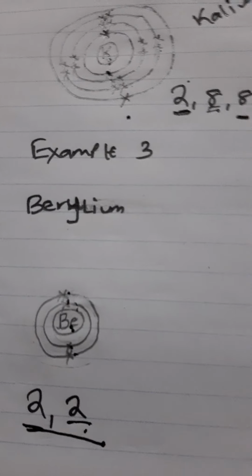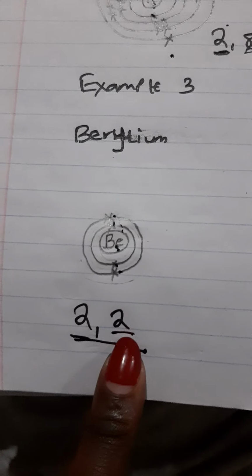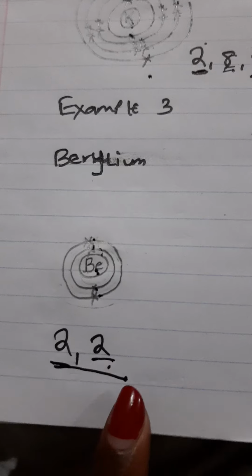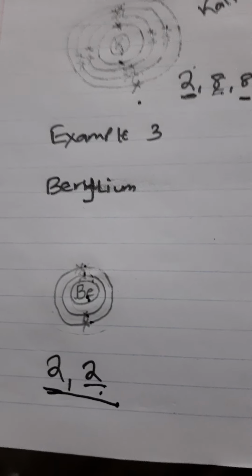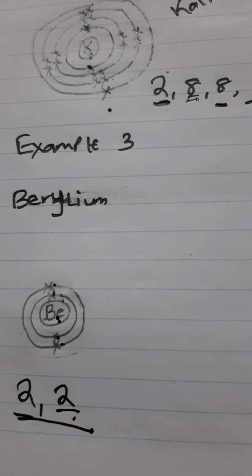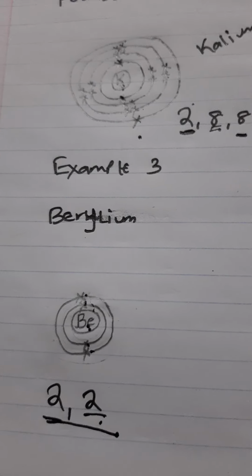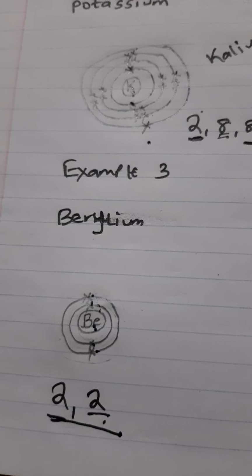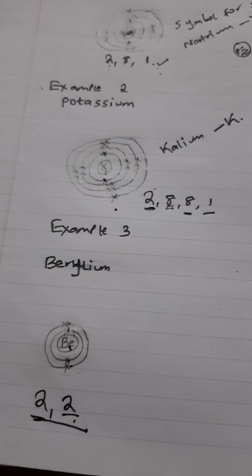Can you see in beryllium, the second shell has taken 2 electrons? That's why I said that when we say the second shell and the third shell are taking 8 electrons, those are maximum. It can take less than 8. Okay? Less than 8. So I hope you got the concept right.